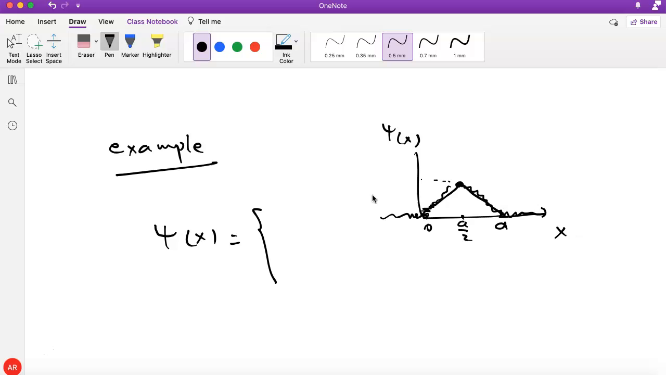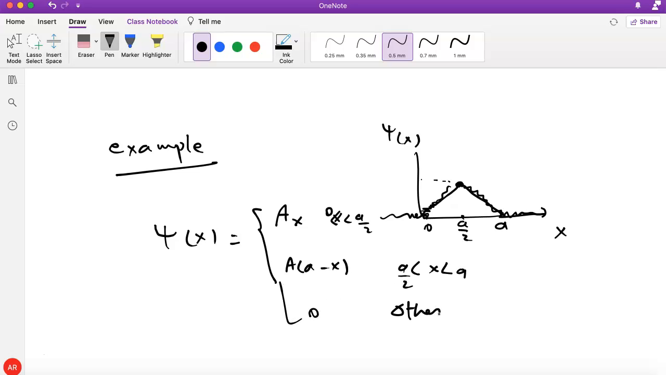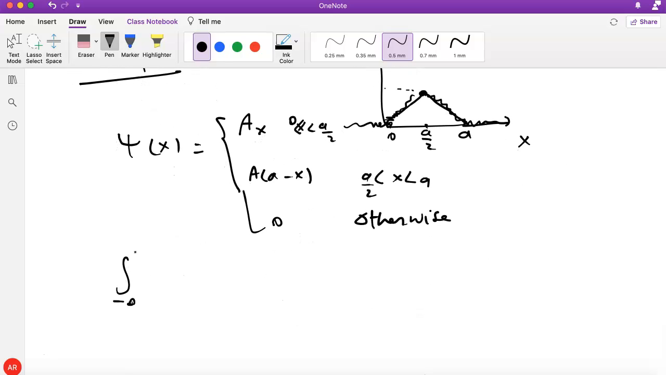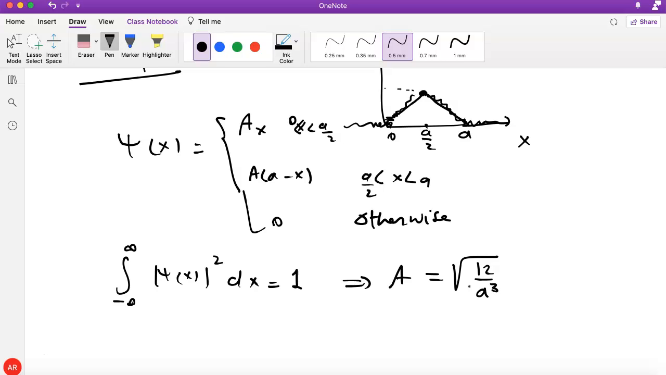So I can take a minute and look it up. Basically what we found was, if it's A times x for x less than a over 2 and larger than 0, and A times a minus x for x between a over 2 and a, and 0 otherwise, then from requiring that the integral from minus infinity to infinity of psi x squared dx is 1, we found this capital A must be square root of 12 over a cubed.